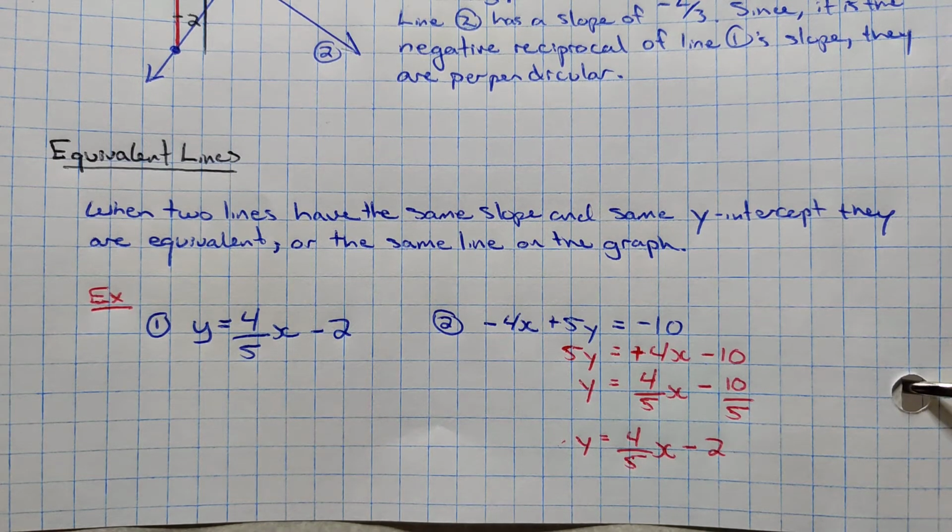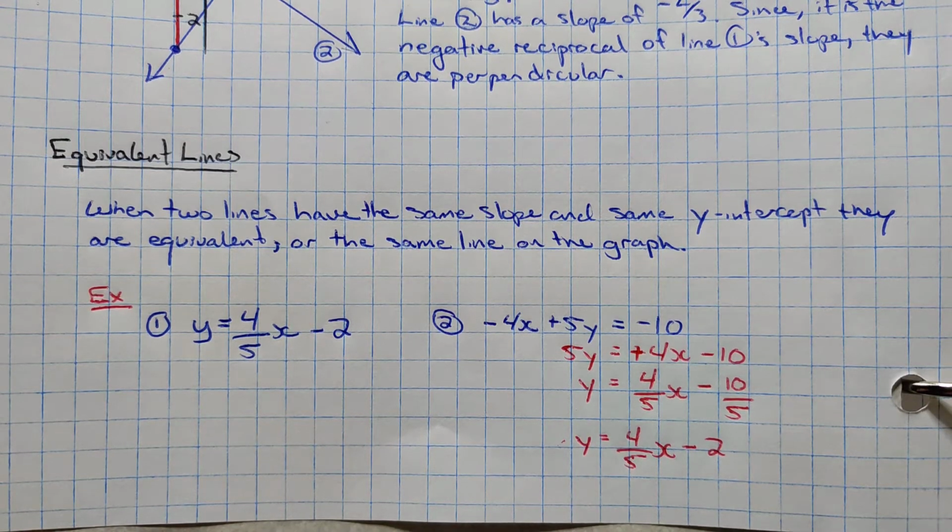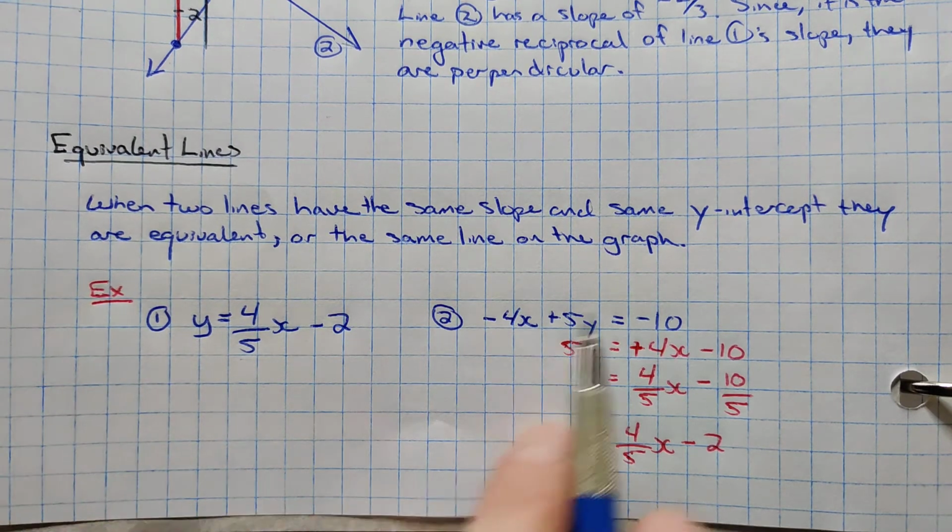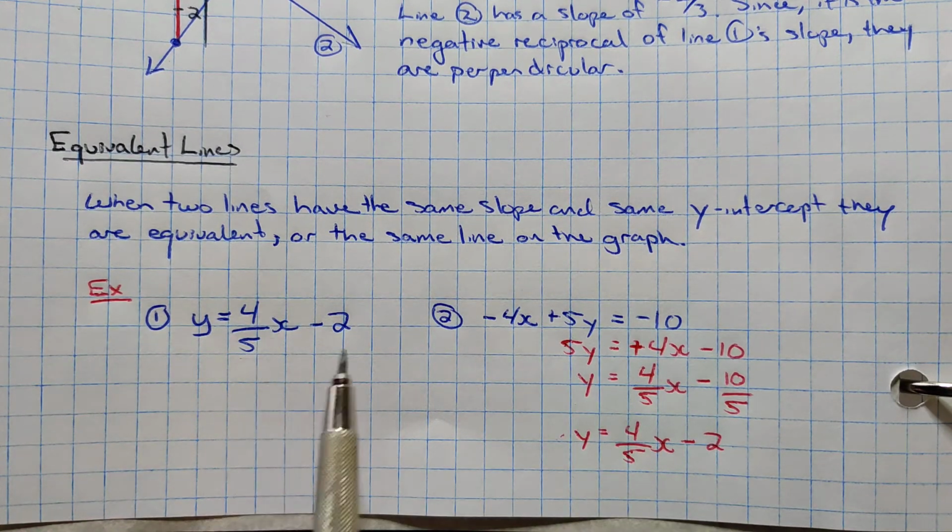So if we take a look at an example here, equation 1 is y equals 4 over 5x minus 2. And I have a second equation, -4x plus 5y equals -10. Those don't look the same. There's similar numbers in there, but they're not quite the same. That has a -2, that has a -10.